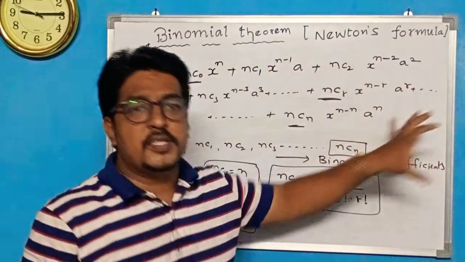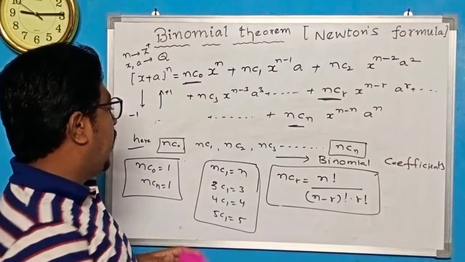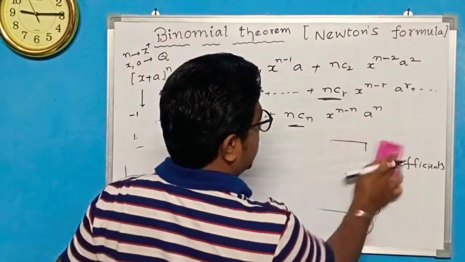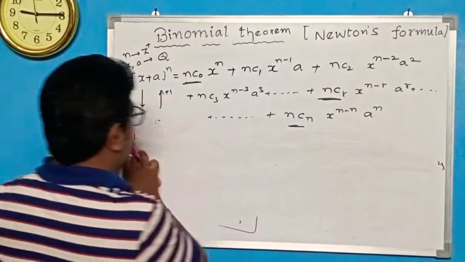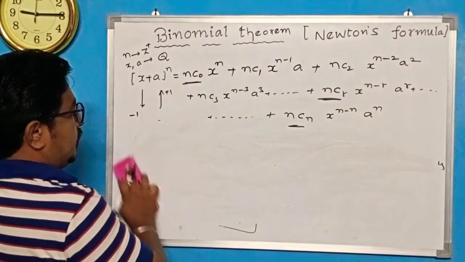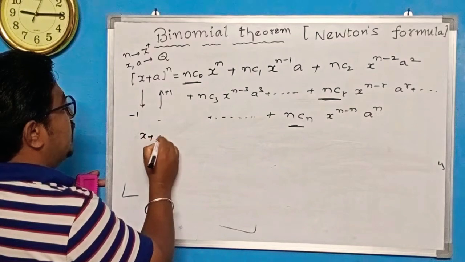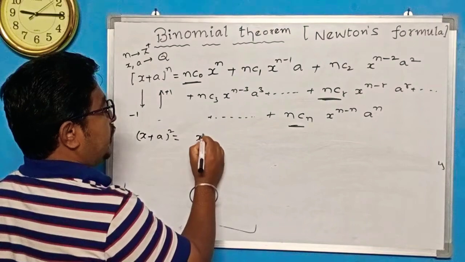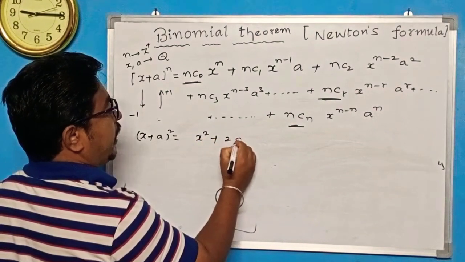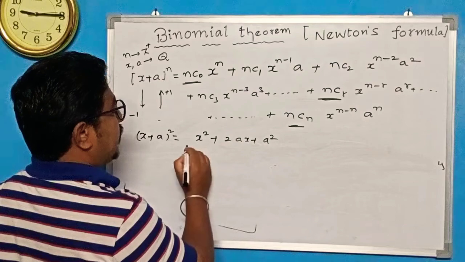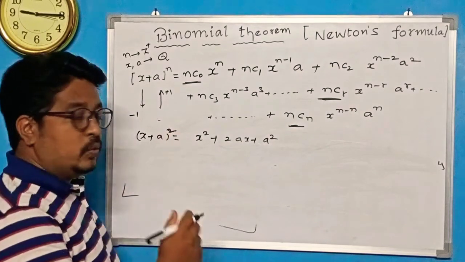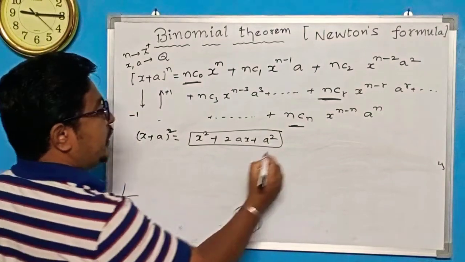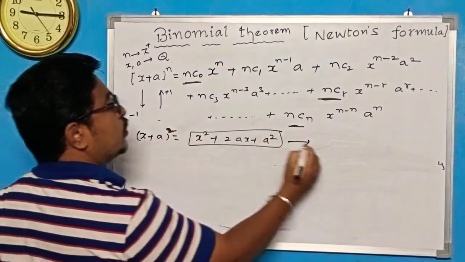Next, how many terms are here? Again we can discuss these concepts. Now we are going through the concepts briefly. For example, (x plus a) whole square: x square plus 2ax plus a square. That means here the power is 2. How many terms do we have? We have 3 terms. That means the highest exponent is 2.